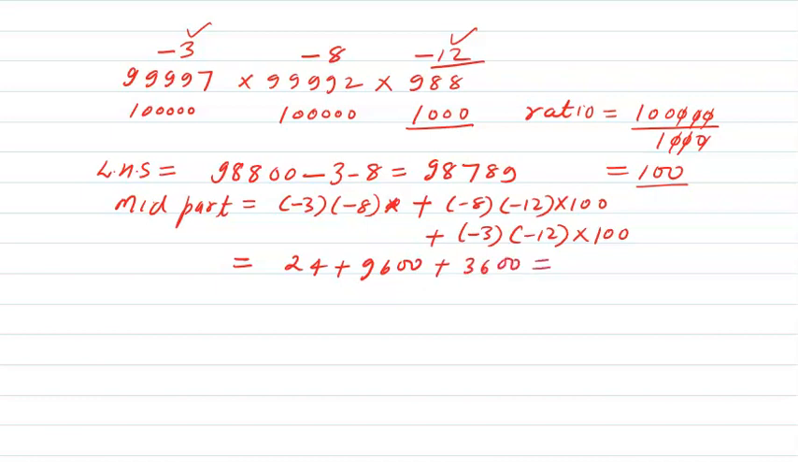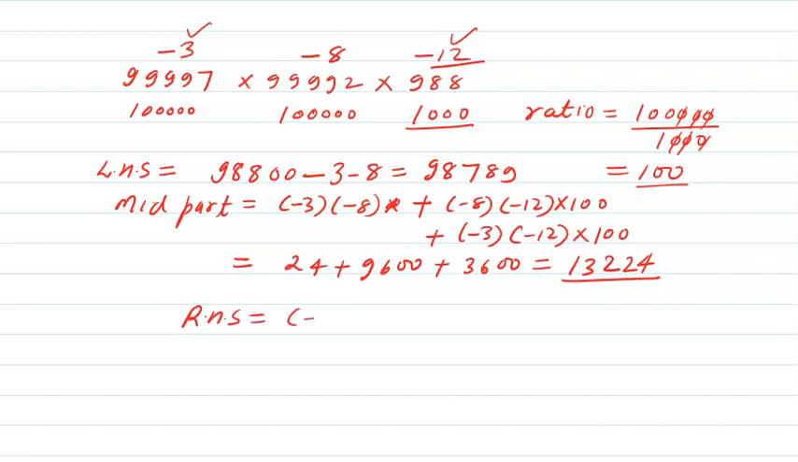So if I add these numbers, the total will be like 4, 2 and 6 and 6 is 2, 12, that is 1 carry, and that is 9 and 3 is 12 plus 1, that is 13. So 13,224. And finally, how will I get the right hand side?